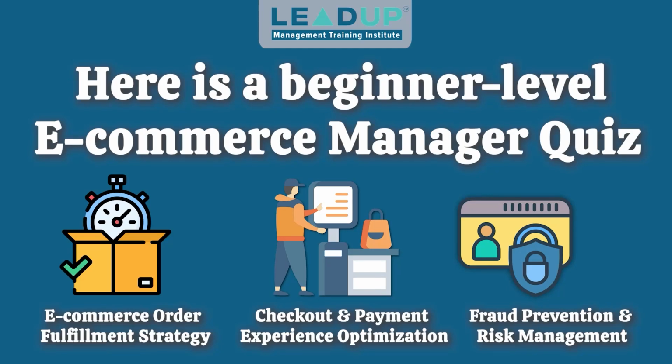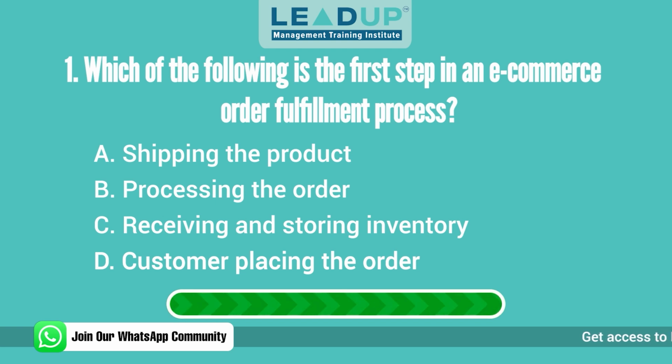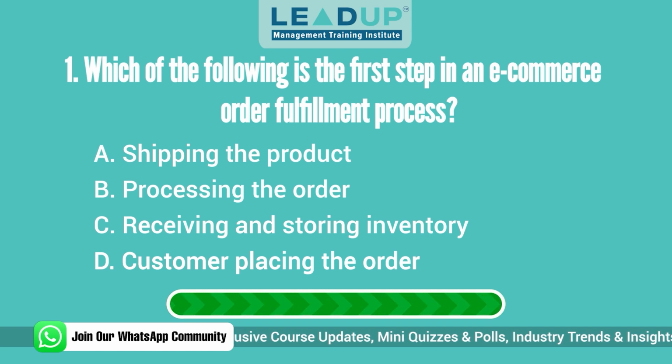Here is a beginner-level e-commerce manager quiz that covers e-commerce order fulfillment strategy, checkout and payment experience optimization, and fraud prevention and risk management. Question 1. Which of the following is the first step in an e-commerce order fulfillment process? A. Shipping the product. B. Processing the order. C. Receiving and storing inventory. And D. Customer placing the order.